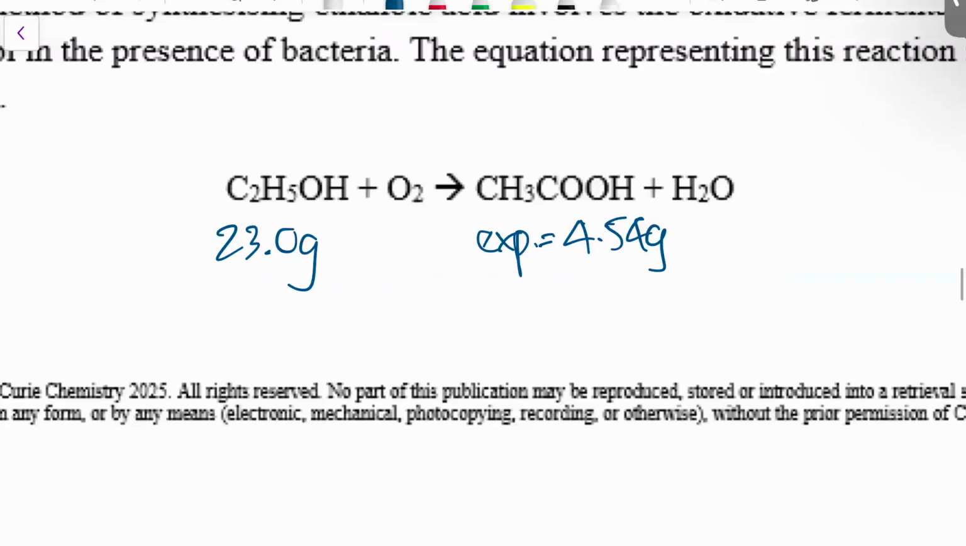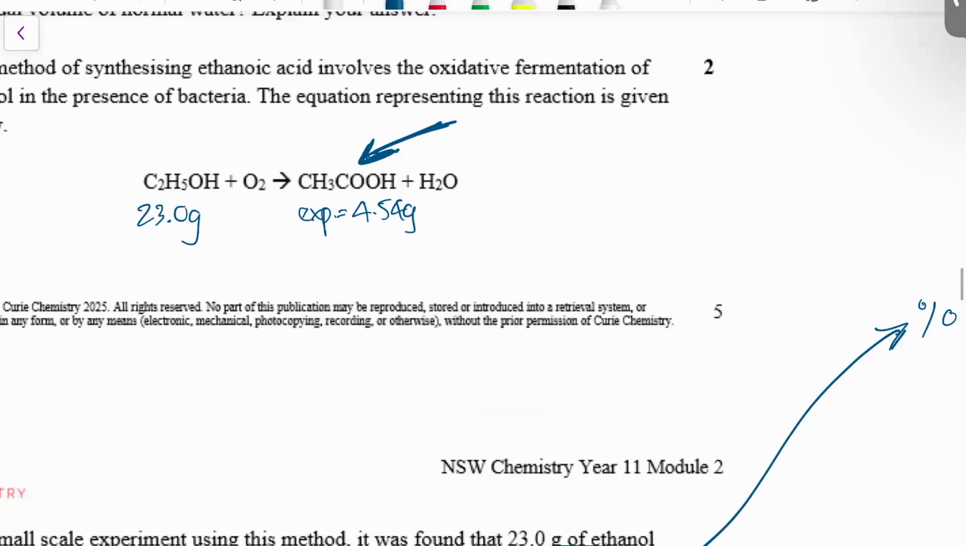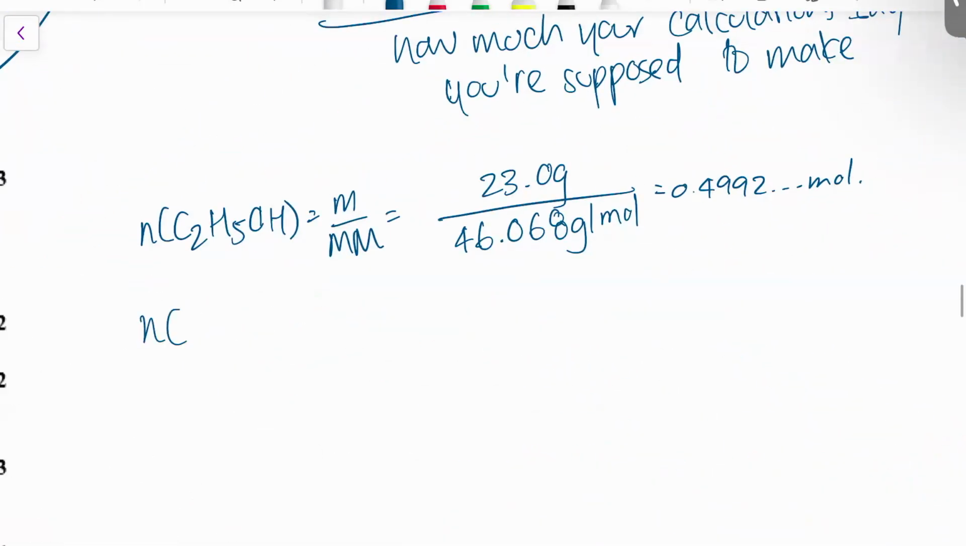And then we said if you're going to read the ratio, you're going to need to do it in terms of moles. They want me to get to the acid. So you're looking at this guy. What's the ratio? 1 to 1. So the moles of the acid should be the same. So moles of CH3COOH is moles of ethanol. It's a 1 to 1 ratio. So 0.4992.